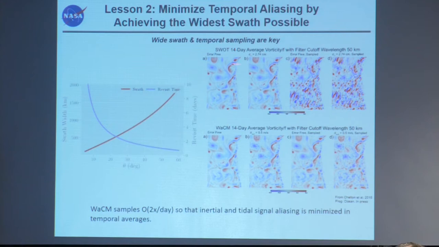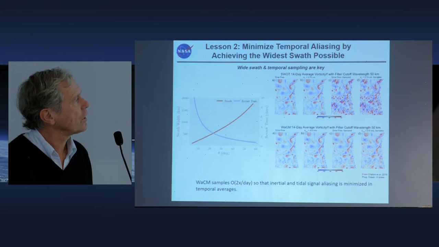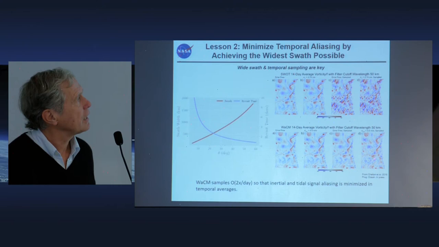This is true, this is with some errors, and this is sampling as SWOT would sample them. SWOT has a 150 kilometer swath, so it's a gross case of undersampling, and you see that you're dominated by the sampling errors. If you start with something which has a lot more noise, because you're sampling correctly, you recover something which is very close to what you started with.